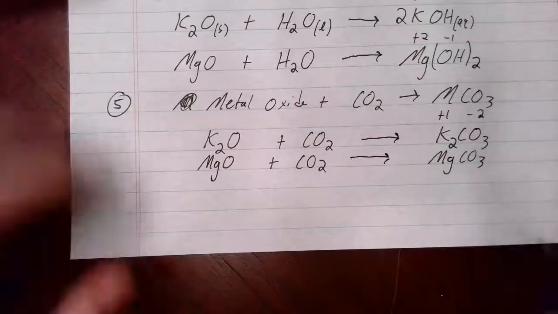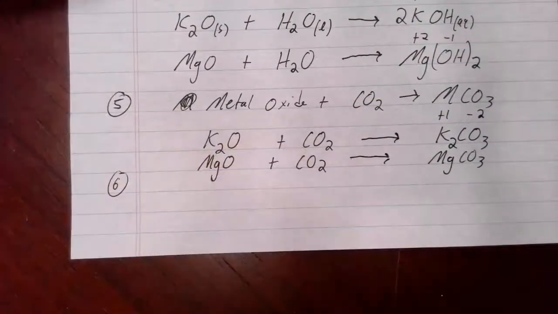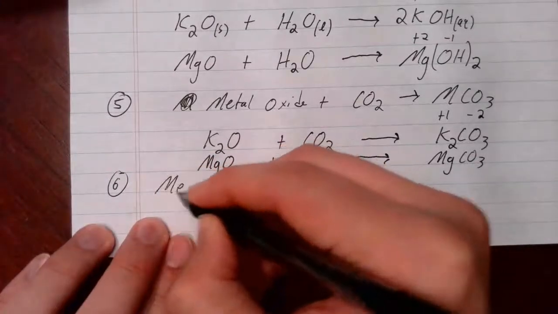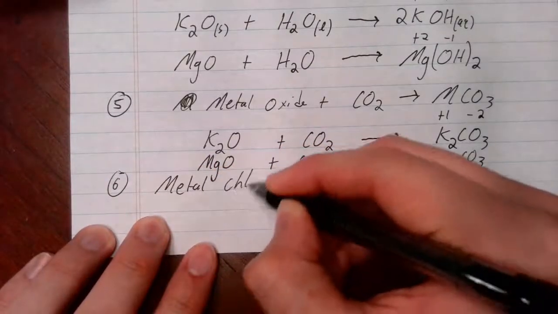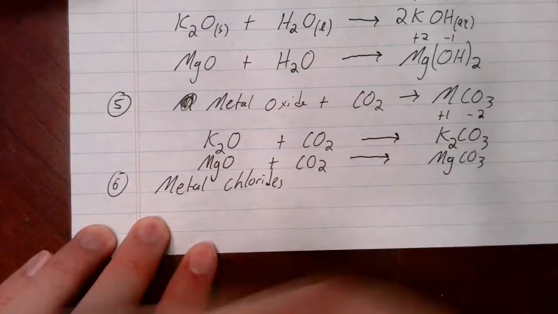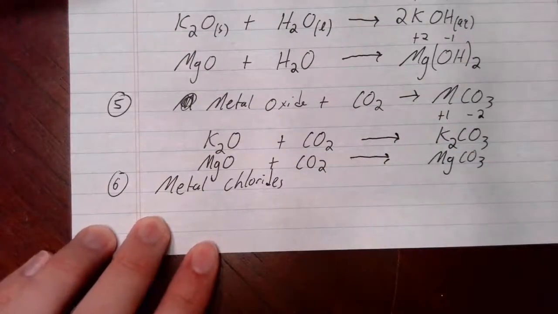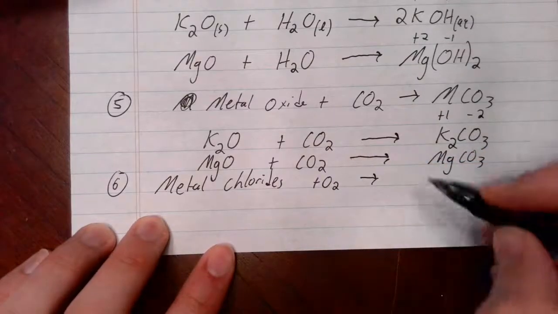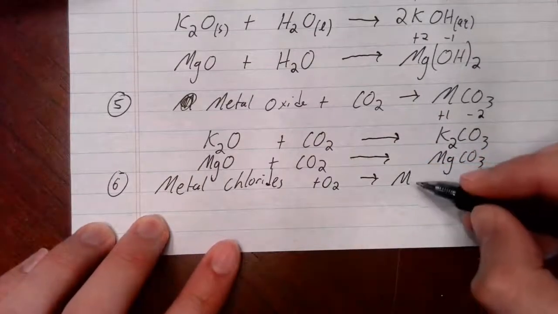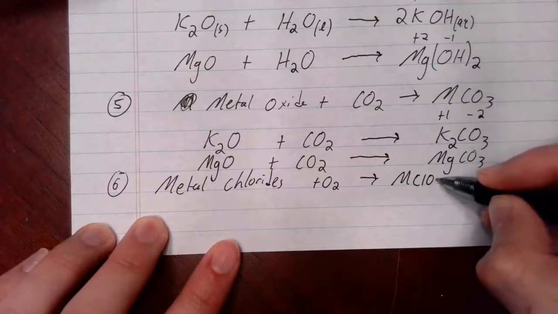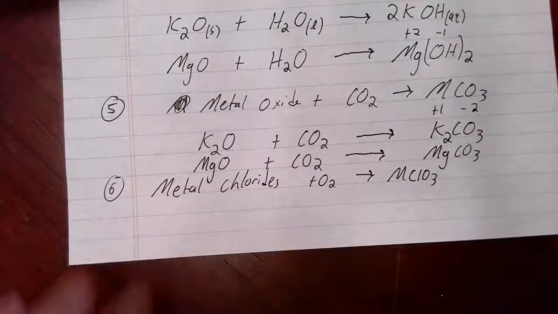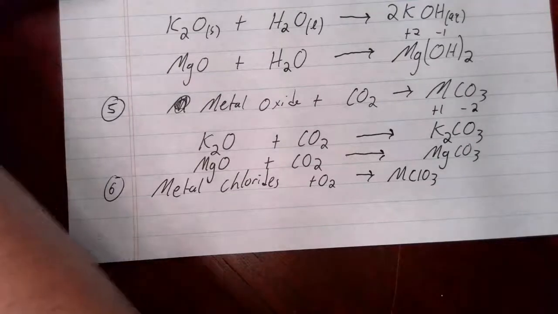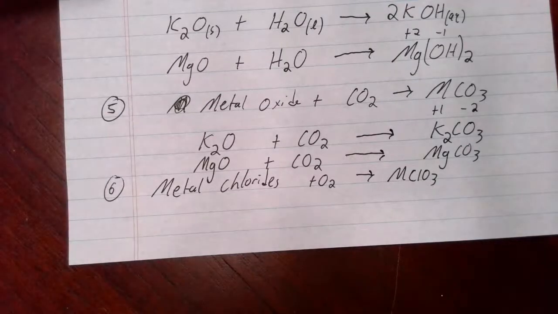So let's go ahead and look at one more class. Class number 6, or group number 6. We'll say metal chlorides. So NaCl, MgCl2, a metal chloride plus oxygen, produce metal chlorates. Remember, chlorate, the polyatomic, is ClO3. Hopefully you remember the charge of chlorate. If you don't, go back and double check your polyatomic list and refresh yourself. You should recall it has a -1 charge. So let's look at a few of these.